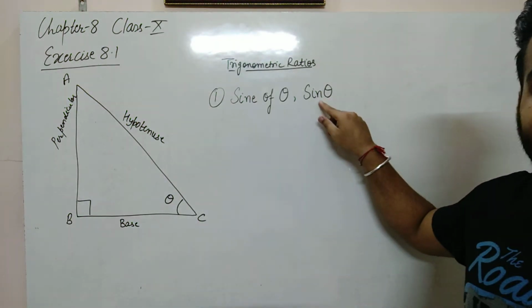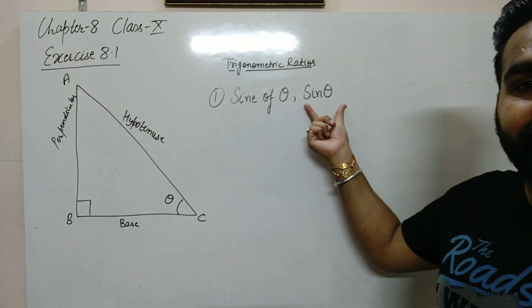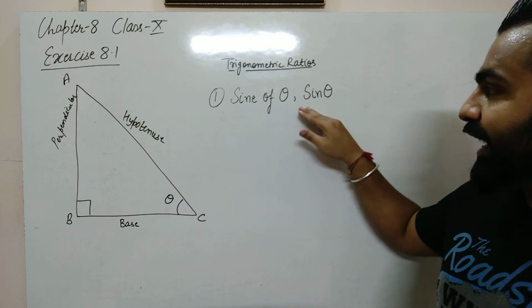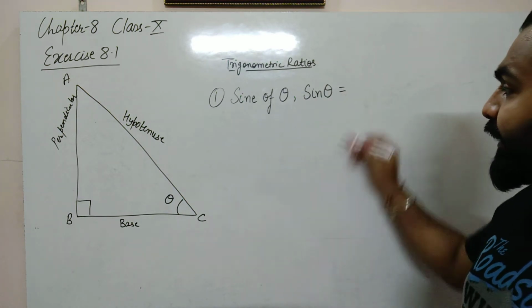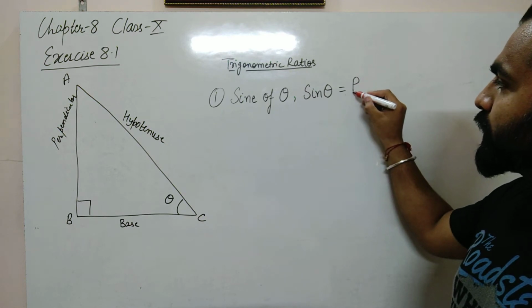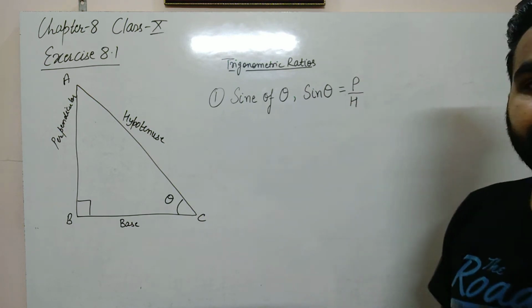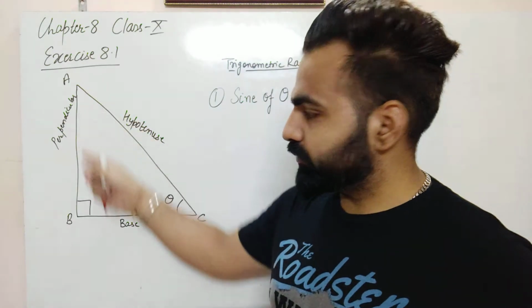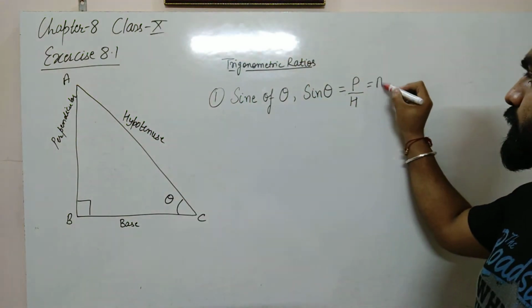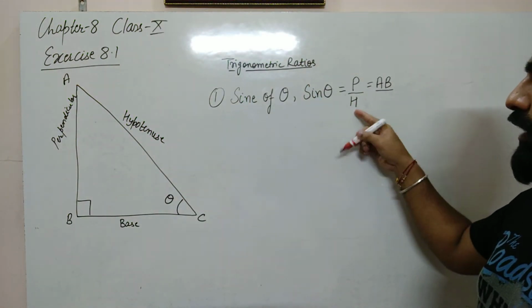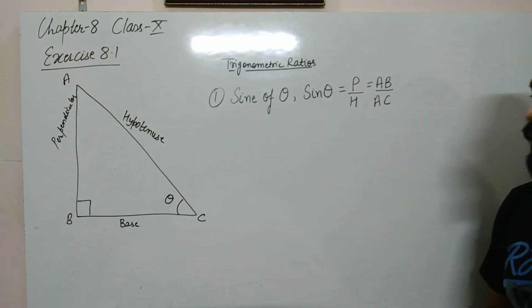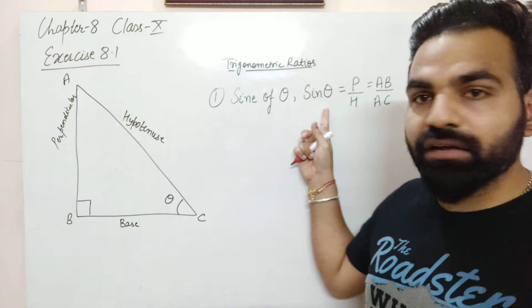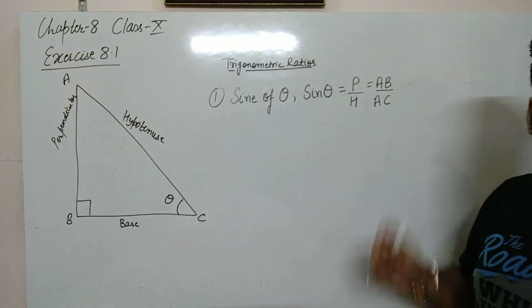This is not sine multiplied by theta. It is read as sine of theta. So this is equal to perpendicular upon hypotenuse. What is the perpendicular here? AB, and the hypotenuse is AC. So this is the first trigonometric ratio. Using the angle theta, we have written the sides in the form of a ratio.